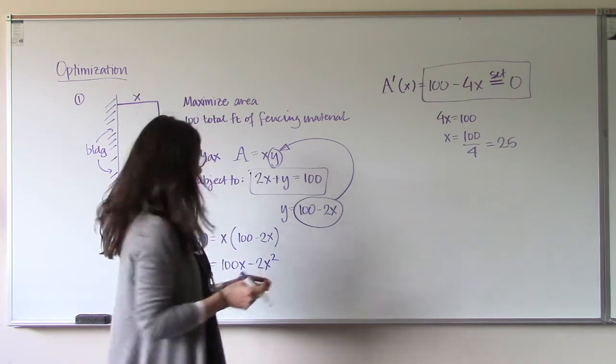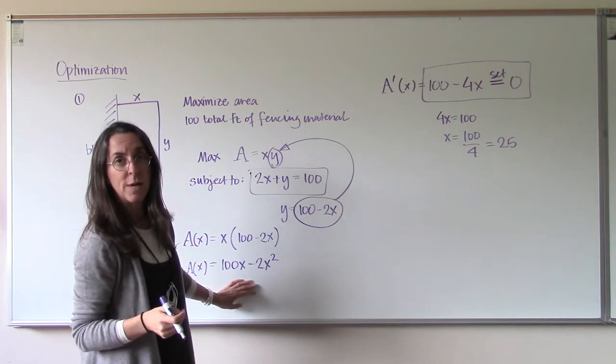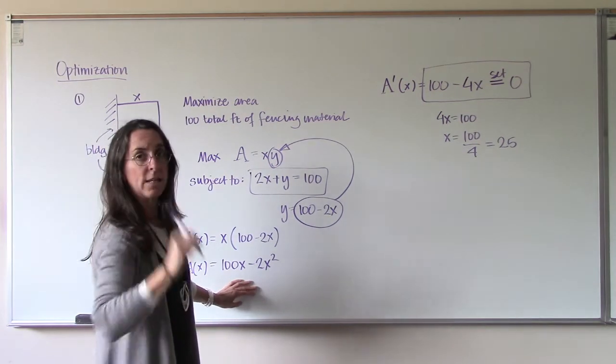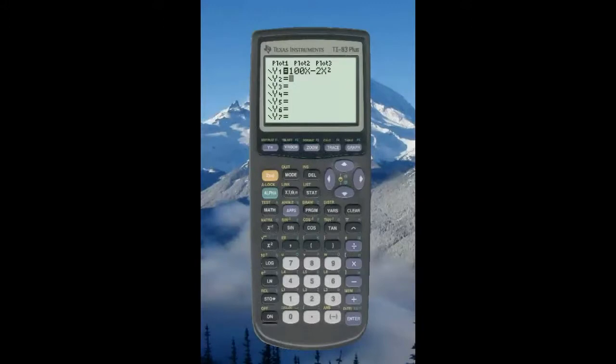So if you look at the graph of 100x minus 2x squared. In fact, let's take a look at it right now. And so here we have the graph of 100x minus 2x squared. I've got the window set so that x goes from negative 10 to 60 and y goes from negative 10 to 1600. I played around with this to get a pretty good picture. So the graph looks like that.